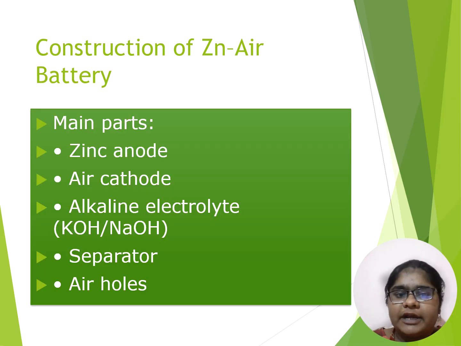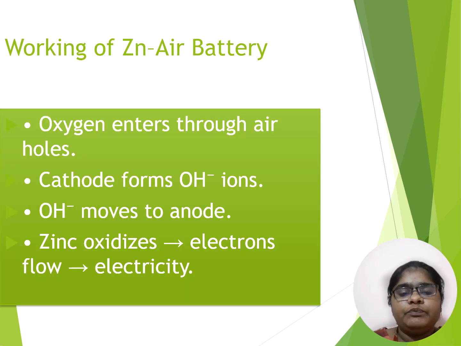Construction of the zinc air battery. There are some main parts. Zinc acts as the anode. Air acts as the cathode. The alkaline electrolyte is potassium hydroxide or sodium hydroxide. And a separator and air holes are used. Working of the zinc air battery: oxygen enters through the air holes. The cathode forms OH minus ions. OH minus moves to the anode. Zinc oxidizes, it produces an electron flow, and then it produces electricity. So you can get electricity from the zinc air battery.